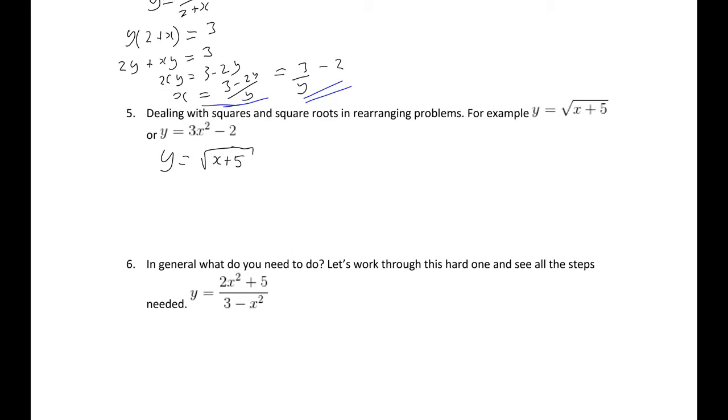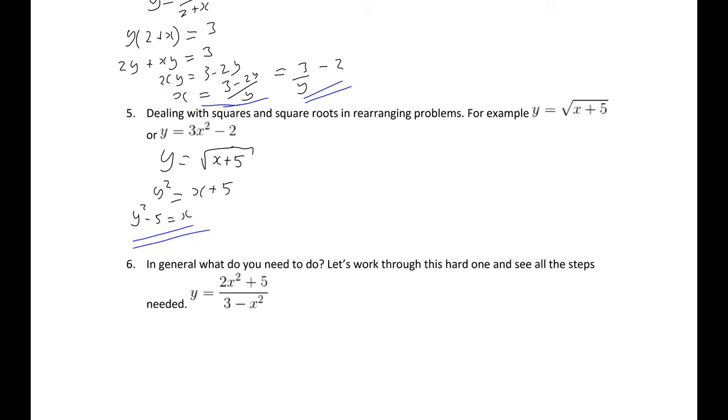So what is the opposite of square rooting something? Squaring it. So the only way of getting rid of the square root is to square. So I square both sides, and I get y squared equals x plus 5. I want x terms on one side and anything not about x on the other, so I take 5 from both sides, and I get y squared minus 5 equals x. There we go, done it.